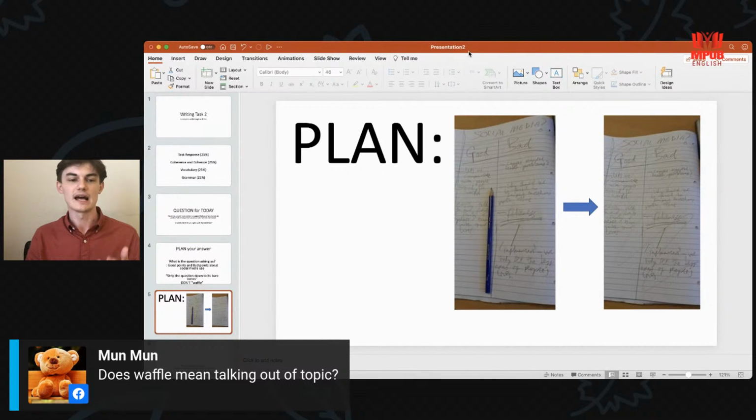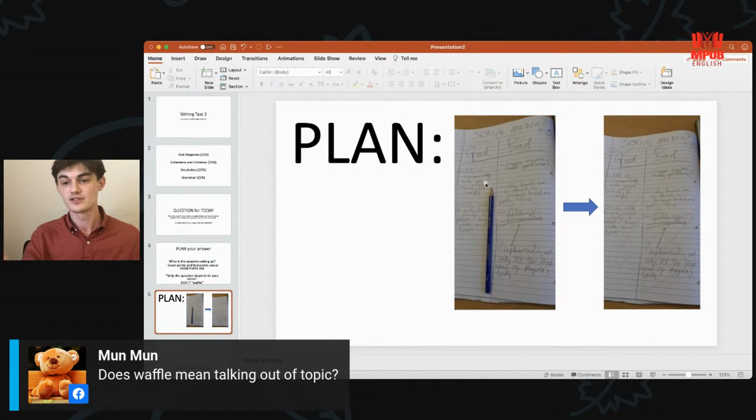So here's an example of a plan you might do. I understand you guys might not be able to see what I've written, but that's fine, because I'd like you guys to give your own points about why social media is good or bad. You can do that in the comments section. Let me know what you think. But this is an example of what I might do in the exam.